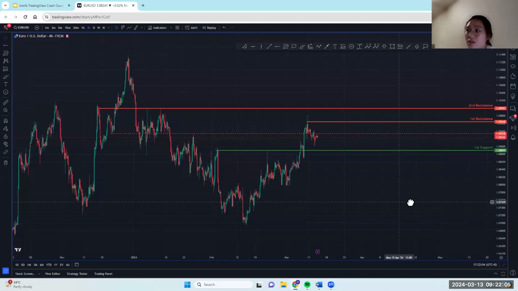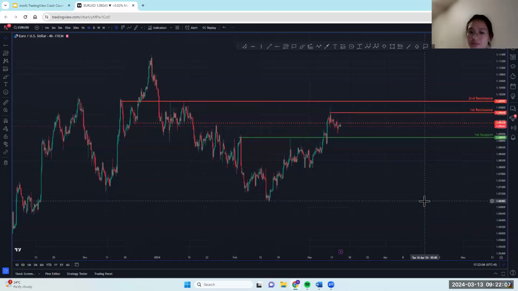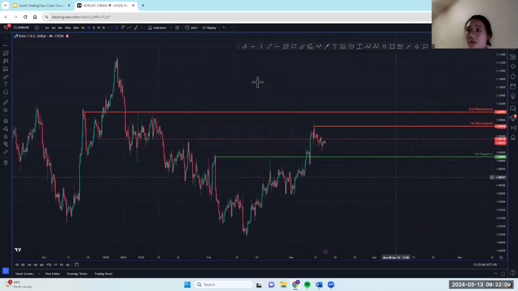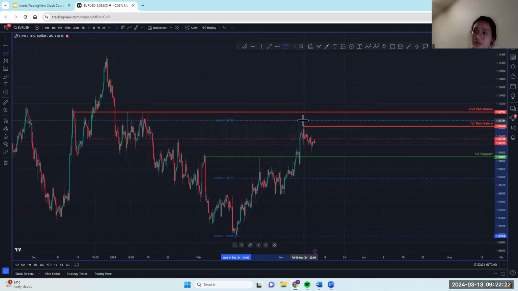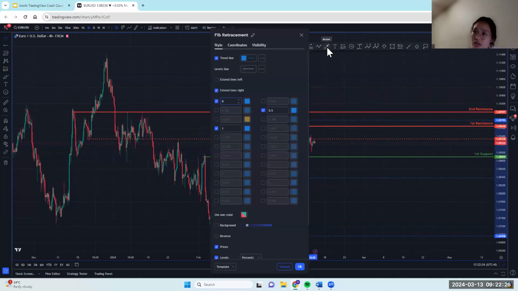Okay, so next we're gonna pull out our Fibonacci levels. So for the Fibonacci levels, you basically click on this icon, right? And it's really similar to the MT4 icon as well if you're using that. Okay, and you click on settings to look at the different levels that you want to pick. So for retracements, we usually pick these 5 levels.